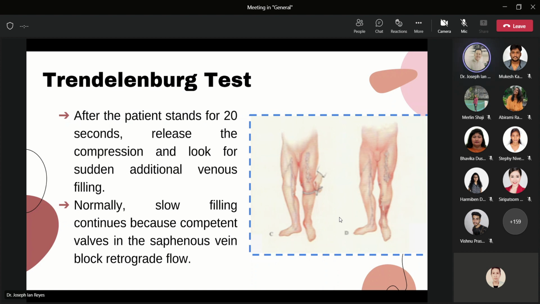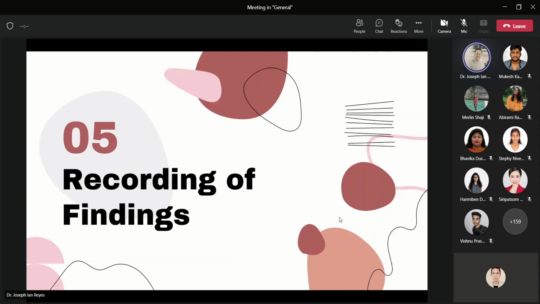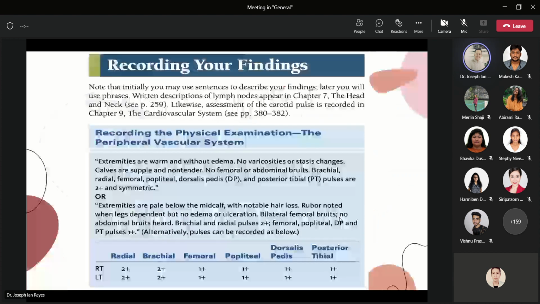Okay. Then lastly, record your findings properly. You can check your book on how to record your findings. So the pulses, right? 2 plus, 1 plus, 0. Then if there are any skin changes, color changes, or asymmetry, you have to note them.